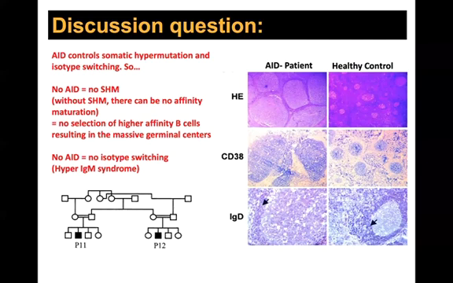Now, the second thing is the AID is also controlling isotype switching. And so if you don't have AID, you don't get isotype switching, so you have hyper IgM syndrome. Okay, so for B cells, it matters a lot. The question is, does it matter for T cells? And the answer is no, not really. The T cells will go ahead and do their job, but without antibodies, it's very difficult to control infections.